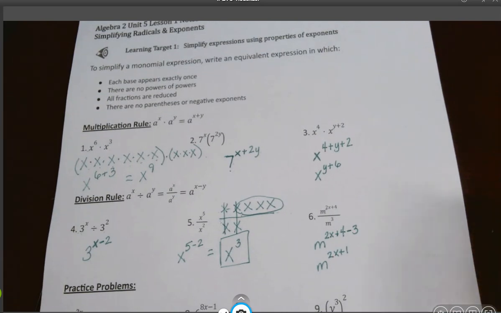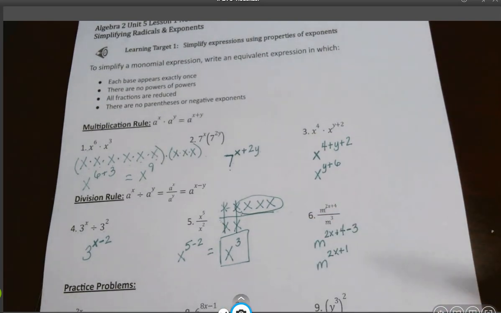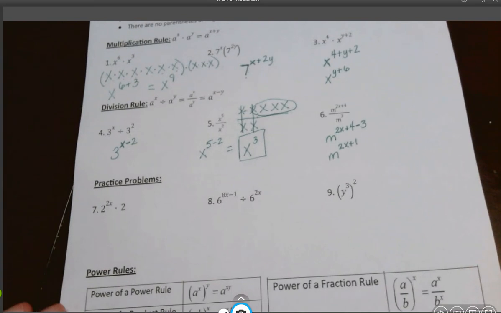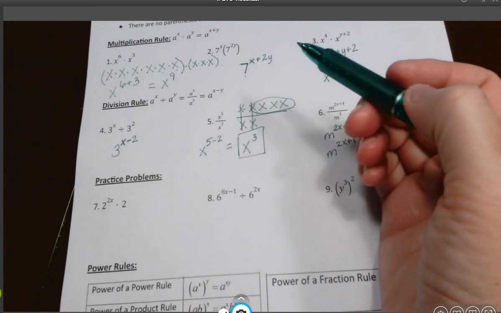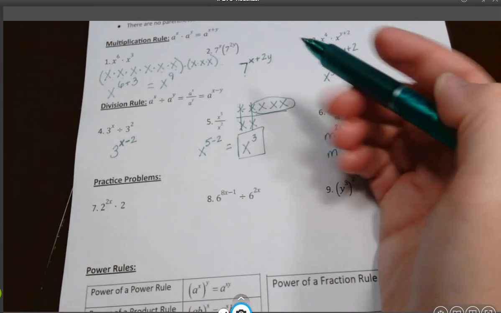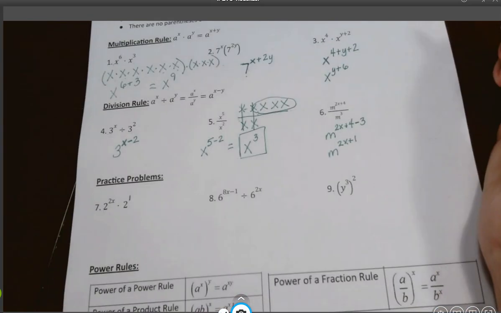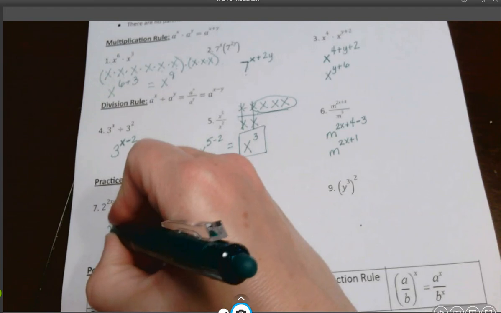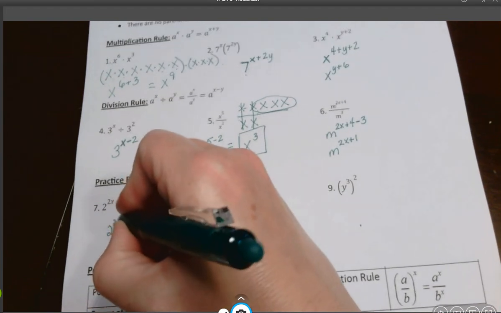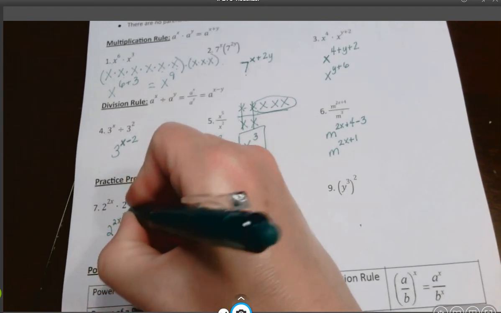All right, try the practice problems below before listening to the answers. Okay, so same base, so I can use my multiplication rule. This one, I can't see the exponent, but I know that 2 is the same as 2 to the first power. So I'm going to add the exponents and get 2x plus 1.